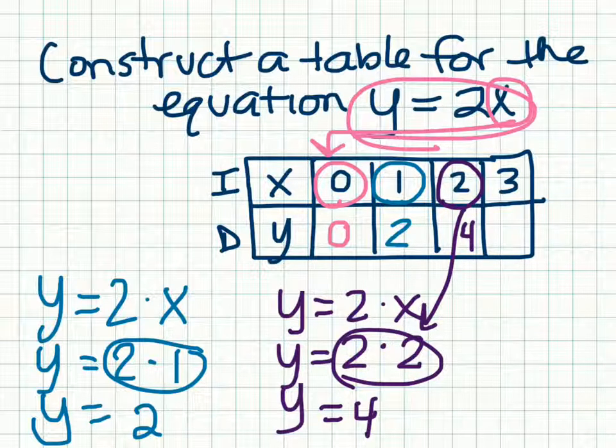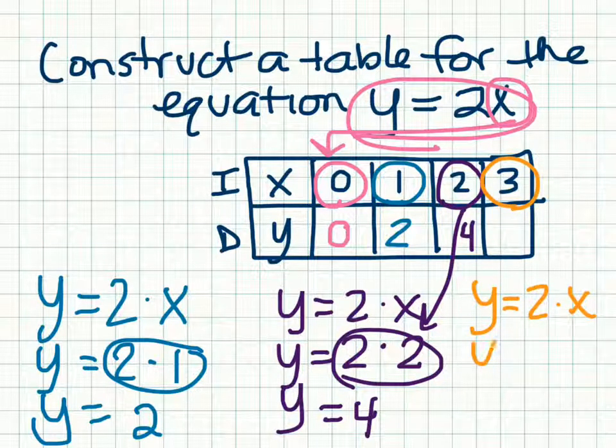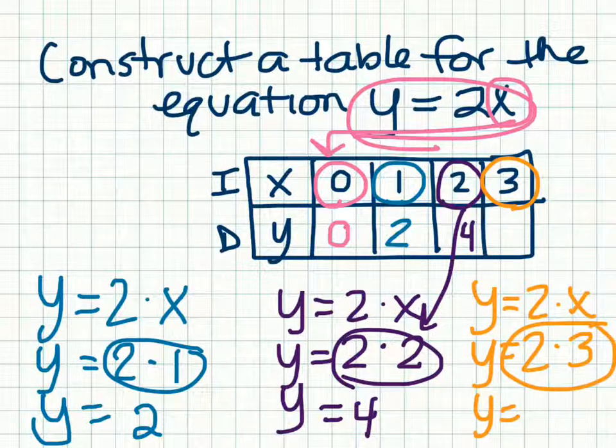And then the last one is y equals 2 times x when x is 3. So in place of the x, I'm going to put a 3. So 2 times 3 is 6, so y equals 6. So when x is 3, y equals 6.